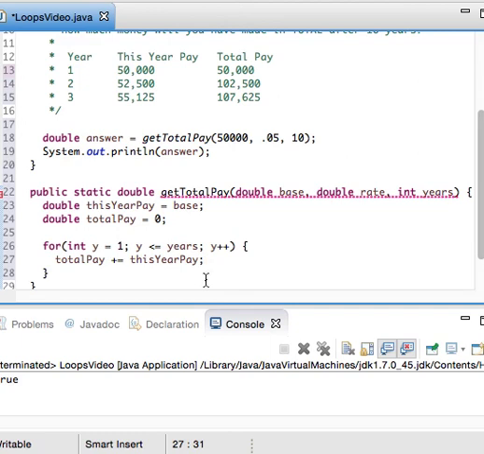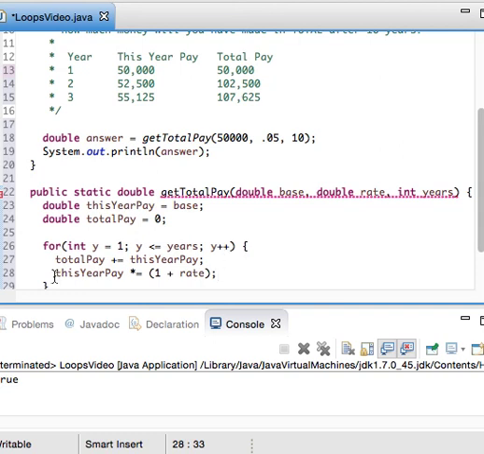Now, for the next time around the loop, I need the year's pay to increase. So this year pay needs to get a 5% increase, or a rate increase. So I'm going to times equals that by 1 plus the rate. So if you remember from the example before, it was 1.05 that I was multiplying by to get the new amount of payment. So if the rate variable is 0.05, then 1 plus that variable represents 1.05.